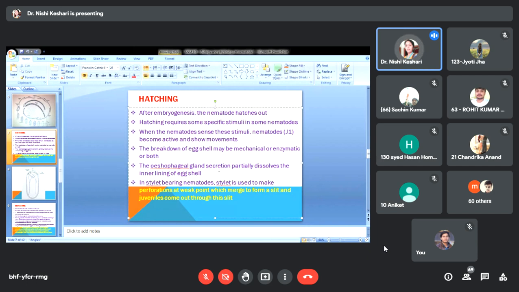Now hatching is when the nematode comes from the egg to the outside environment, like the first stage juvenile J1 when it comes out from the egg, that is called hatching. So hatching requires many chemical stimuli. So first you see the diagram.